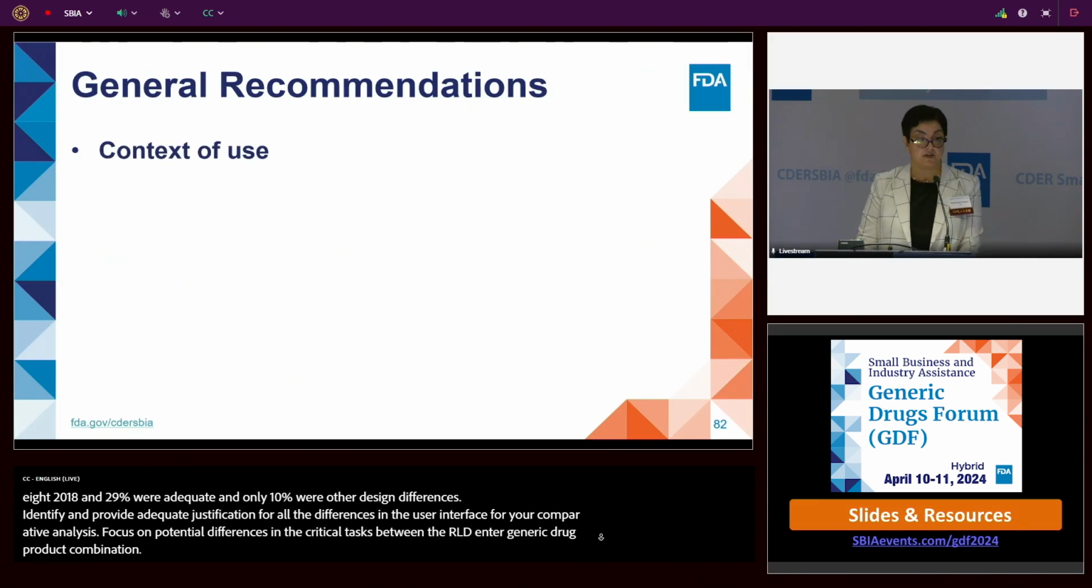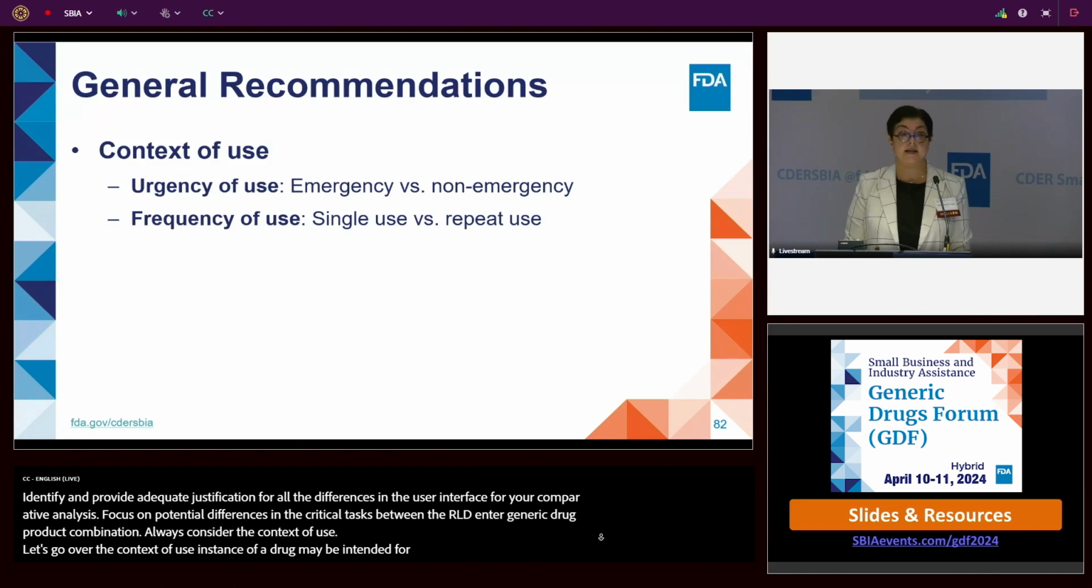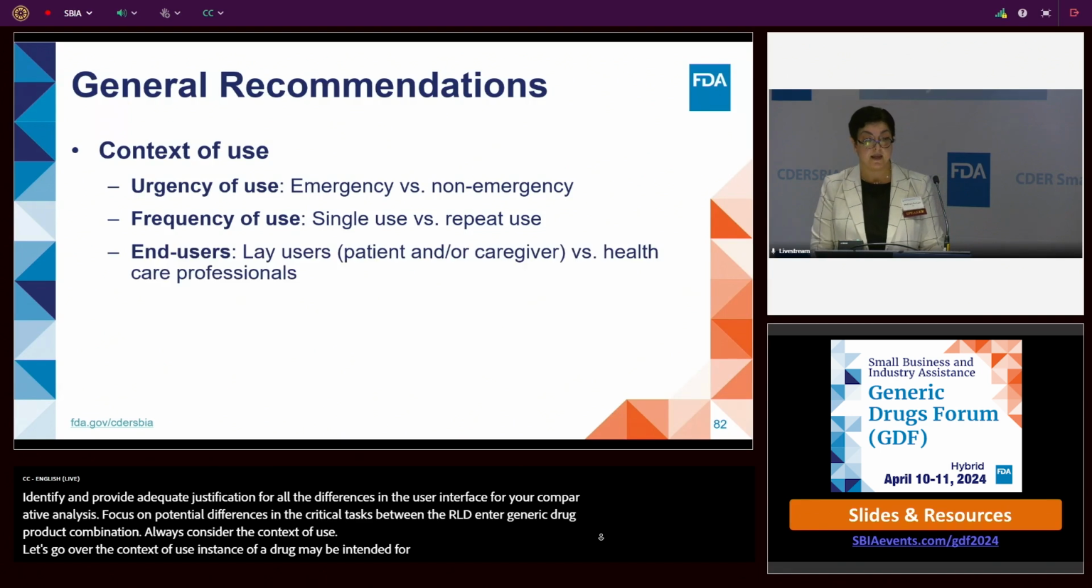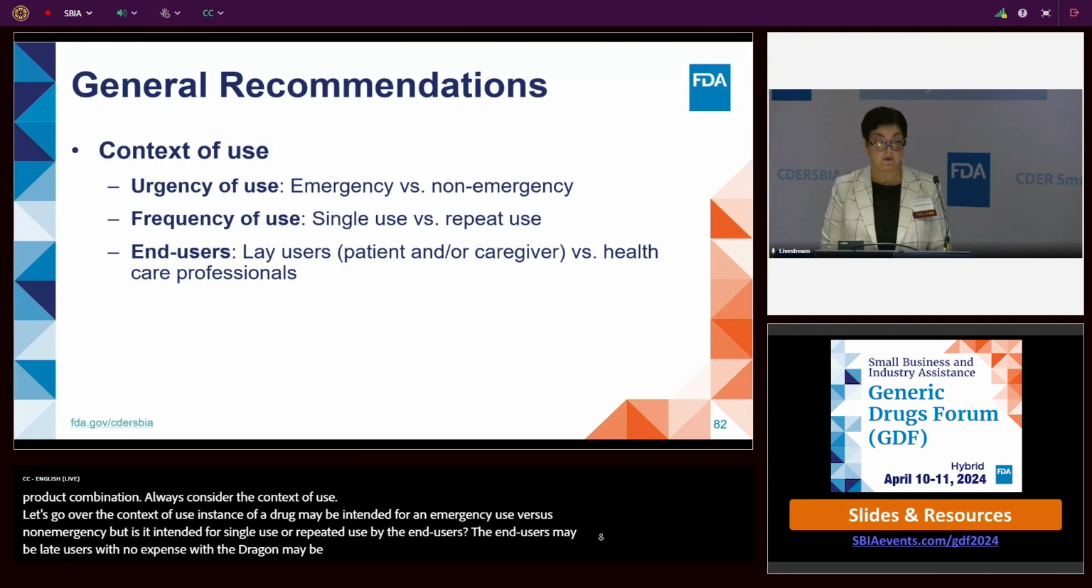Let's go over the context of use. For instance, a drug may be intended for an emergency use versus non-emergency use. The frequency of use is also important. Is it intended for single use or repeated use by the end users? The end users may be lay users who have no experience with the drug. That may be a patient or a caregiver versus an experienced healthcare professional.